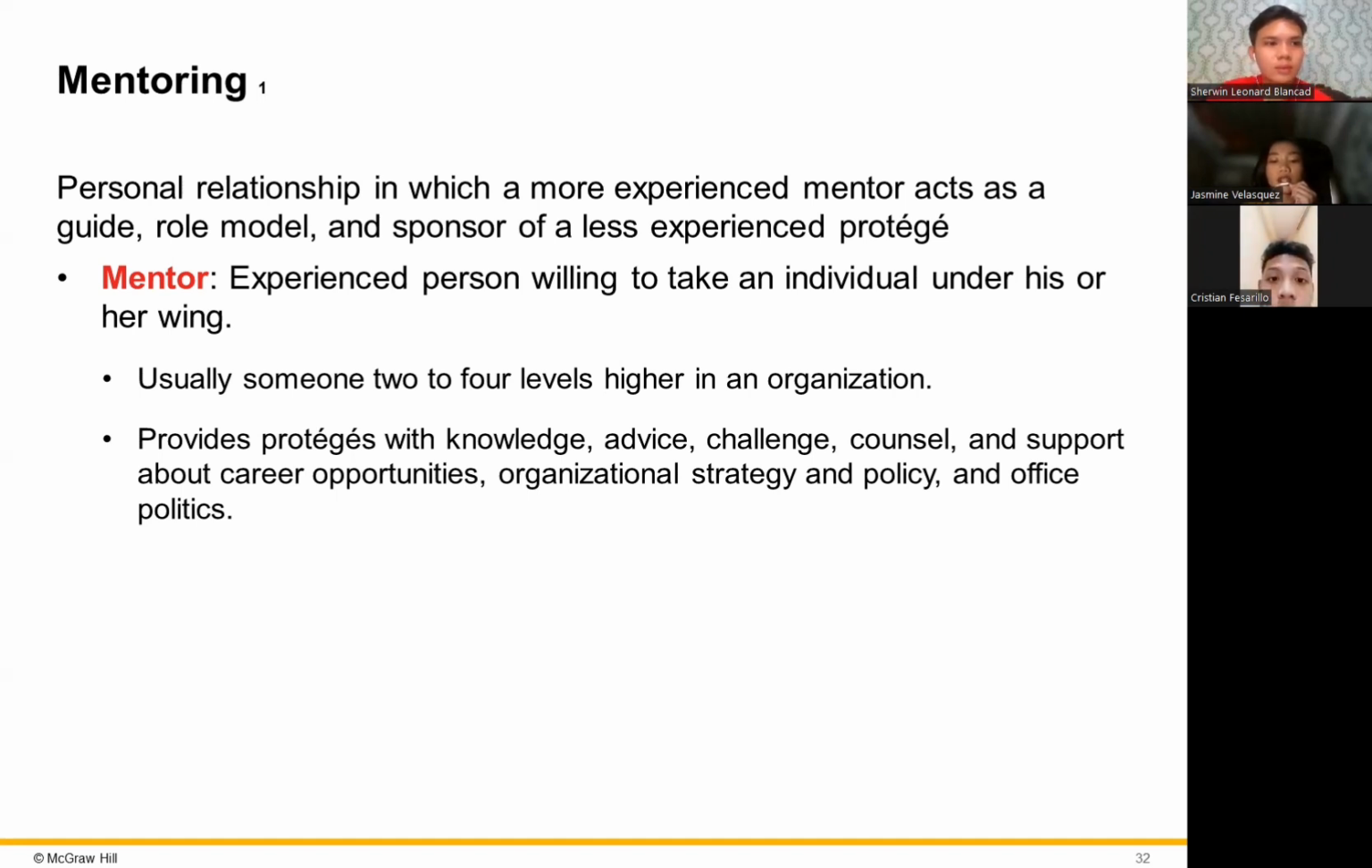A mentor is an experienced person willing to take an individual under his or her wing, usually someone 2 to 4 levels higher in an organization. A mentor provides protégés with knowledge, advice, challenge, counsel, and support about career opportunities, organizational strategies, and policy and office politics.